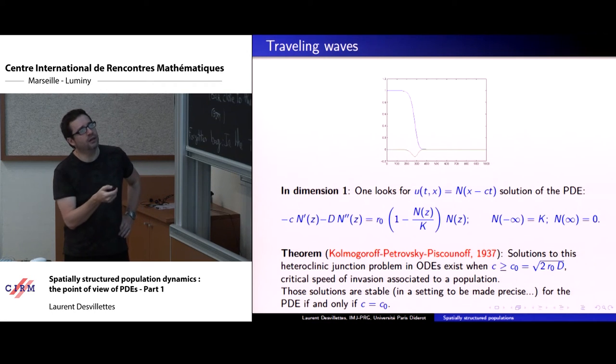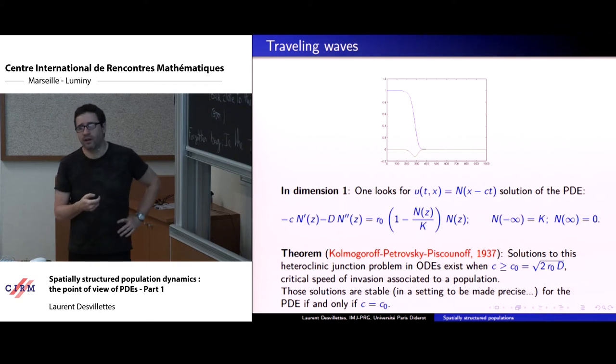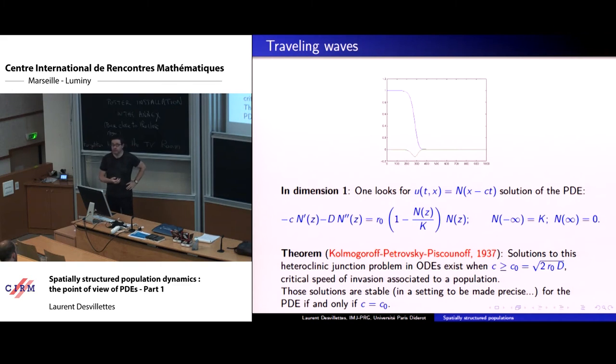And actually, for this, you have to know that C satisfies a certain condition, and this condition is that C is in fact bigger than a critical value, which can be computed out of the parameters by this formula here, which is the square root of 2R0D. So you can see that R0 and D are indeed parameters which naturally appear in the equation. And so if C is bigger than this critical speed, you have a solution of this, okay?